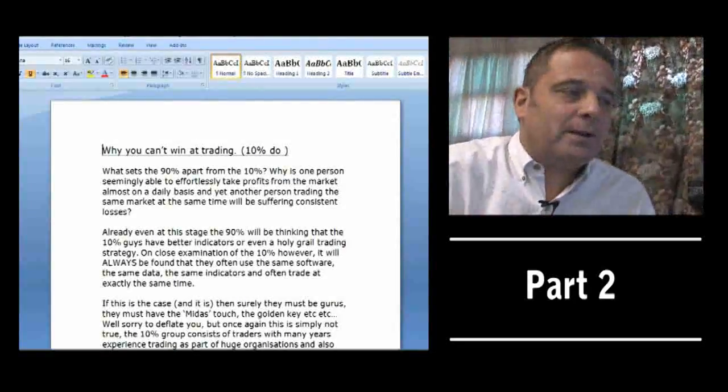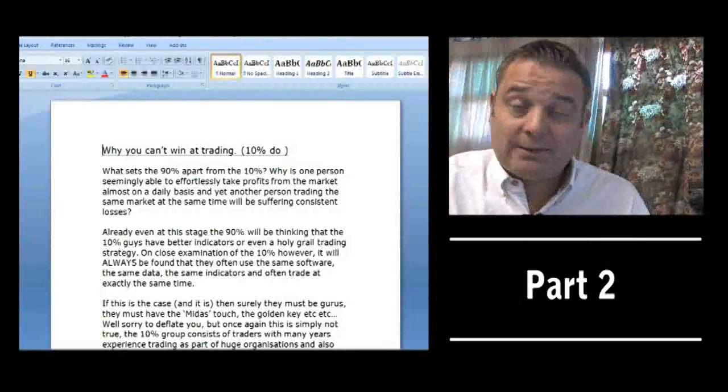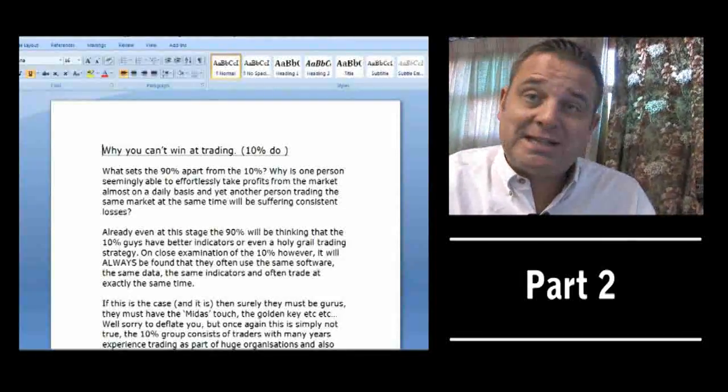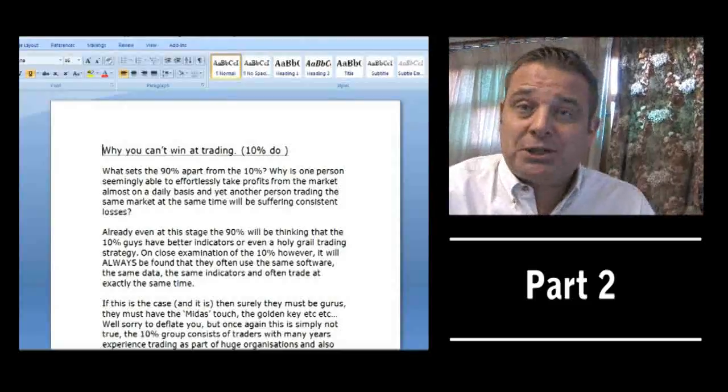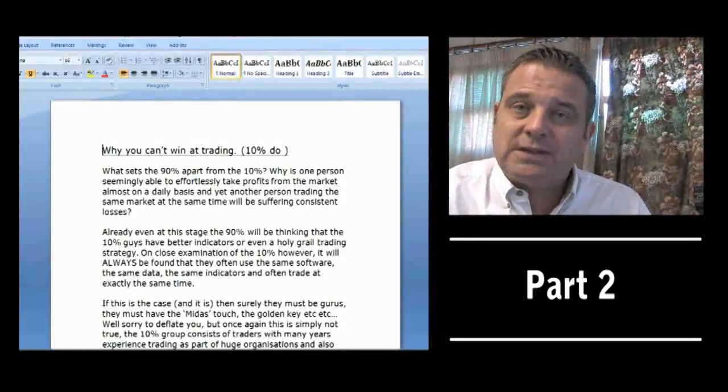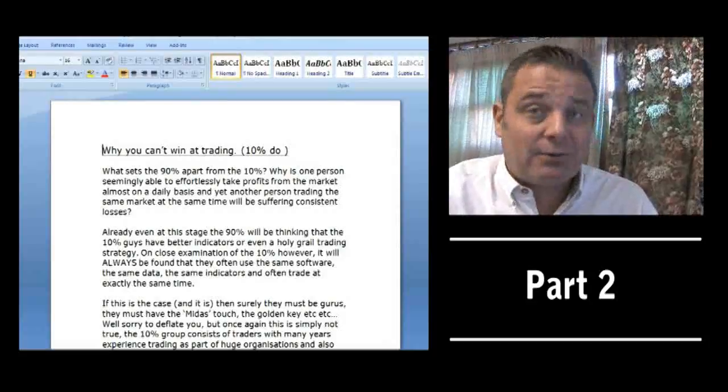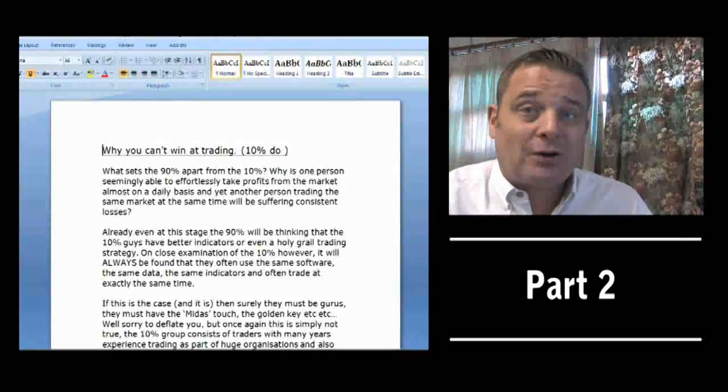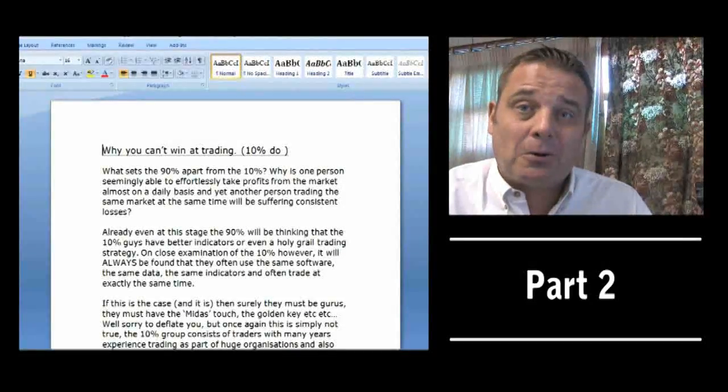It says, why you can't win at trading, but 10% of retail traders do. We've just seen Tim Raymond win a major competition, a worldwide competition, with a 44% increase. And that's under a lot of pressure there, because you've got a lot of traders in China and all over the place in that competition.